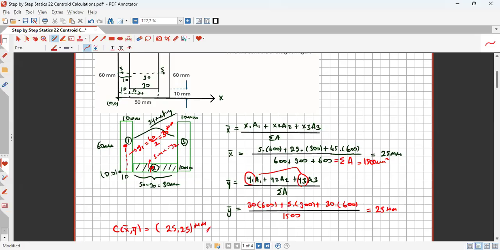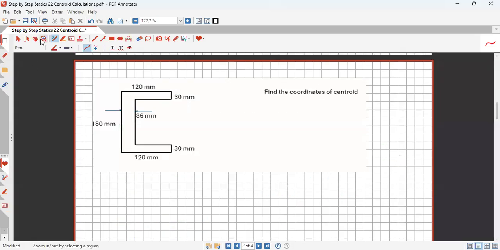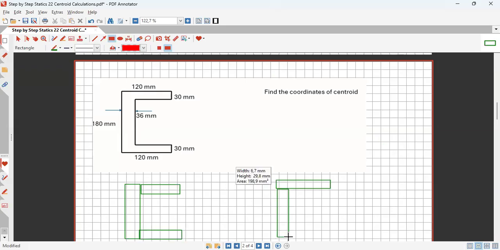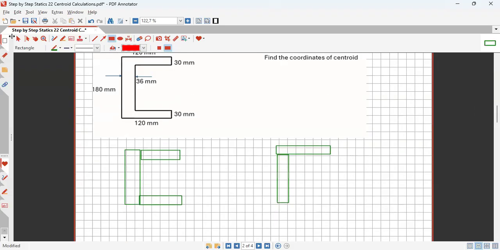Okay, let's go to our second question. Here is a C-shape beam. We also find the coordinates of the centroid. We divide our shape into three rectangles. We can divide the shape like this, or an alternative one is, okay, this is the alternative one. But I prefer the first shape.